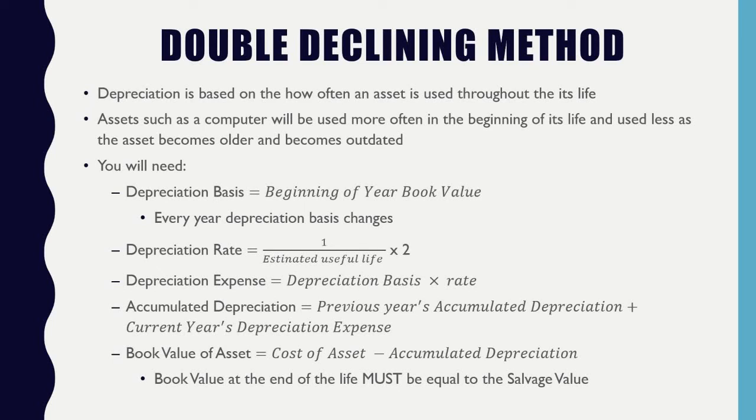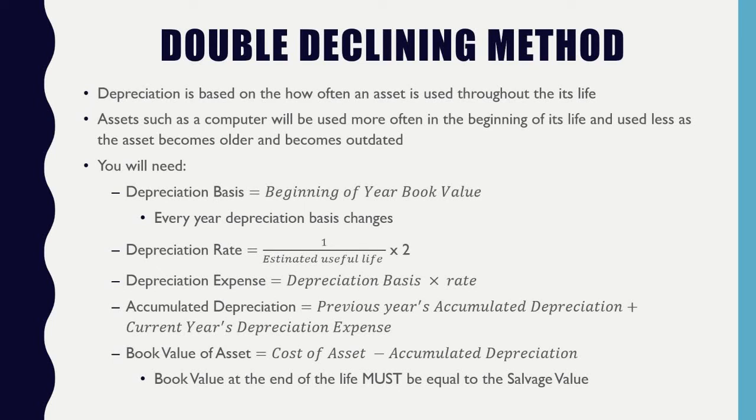So as I mentioned before, the difference between the 3 methods is the first 3 equations. Here, the depreciation basis is going to be the beginning of the year book value. Every time we calculate our book value, that carries over into the next time we depreciate it. Every year, we depreciate it based on its change, and that means the depreciation basis is going to change every year.